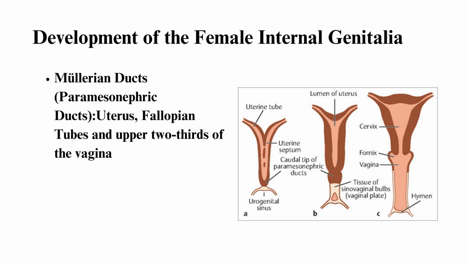Upper 2/3 of the vagina. The lower part of the Mullerian ducts forms the upper part of the vagina. These structures develop under the influence of estrogen produced by the developing ovaries.